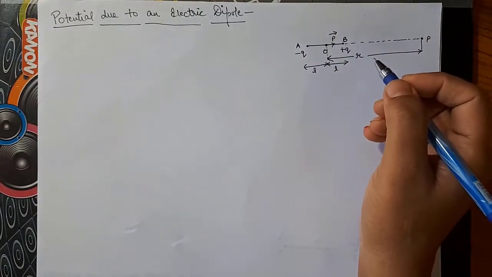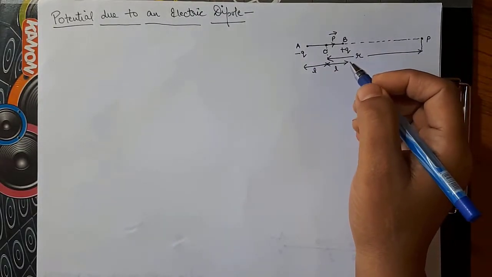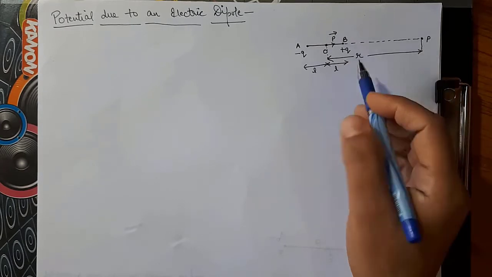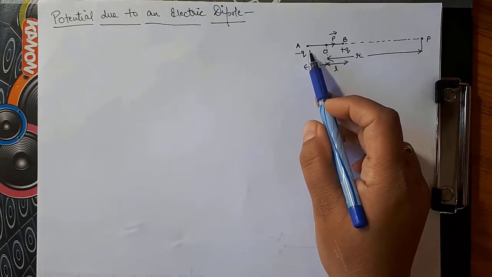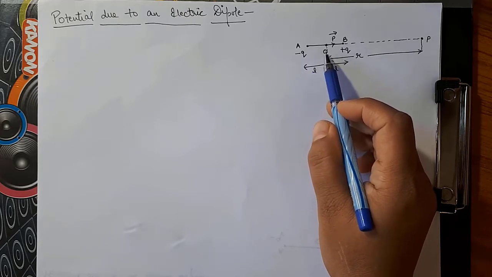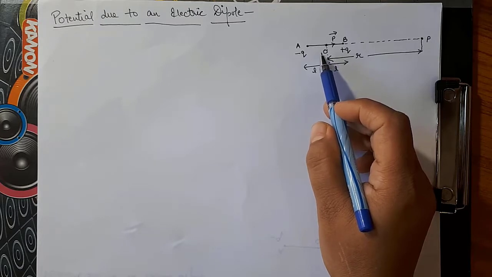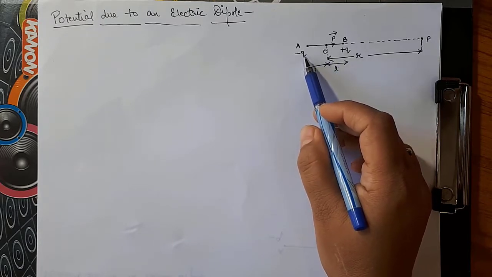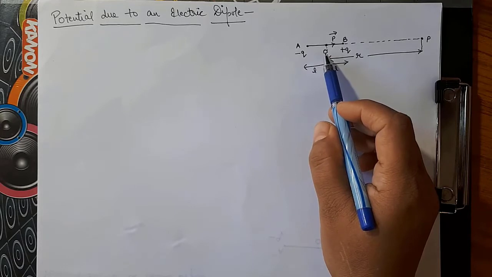Potential due to an electric dipole. Let us consider a pair of equal and opposite point charges placed at a small distance apart. Its moment, known as electric dipole moment, is a vector p having magnitude equal to the product of the charge and the distance between the charges.